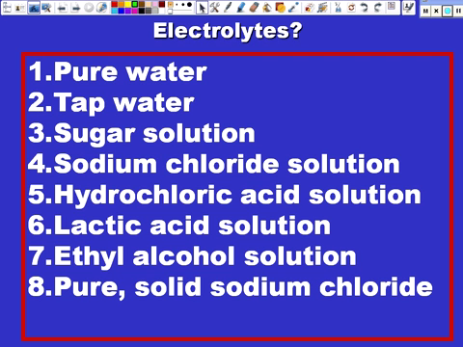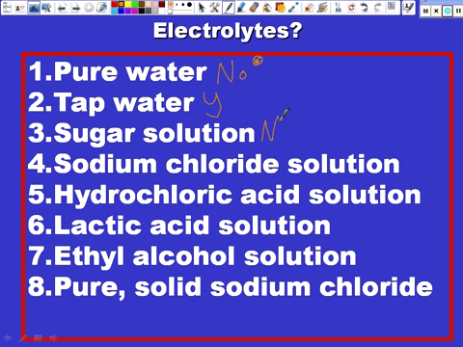Pure water. No, but I'm going to put an asterisk beside this. I remember that big ugly word that I wrote down earlier? Auto ionization. We'll talk about that later. Tap water. Yes. Why? It's got all those little minerals floating around in it. Sugar solution. No, it should not. Sodium chloride solution. Yes, absolutely. Hydrochloric acid. Yes, but let me ask you. Strong or weak? Strong. Hydrochloric acid is a strong acid, it's a strong electrolyte.